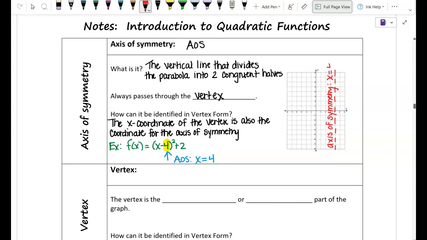X equals 4. And again, just as a reminder, I draw it as a dashed line because it is not actually a part of the function. It is what we call an auxiliary line that just helps us to understand the symmetry of the function. It is not an actual part of the graph, but it is something that we use to help us identify the shape of the graph.